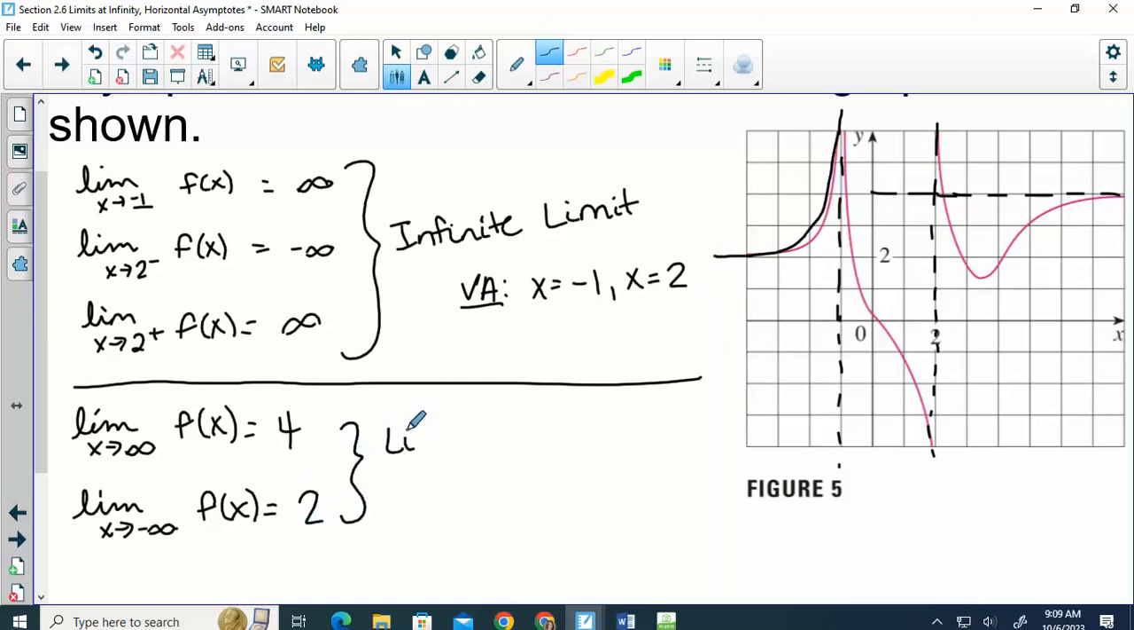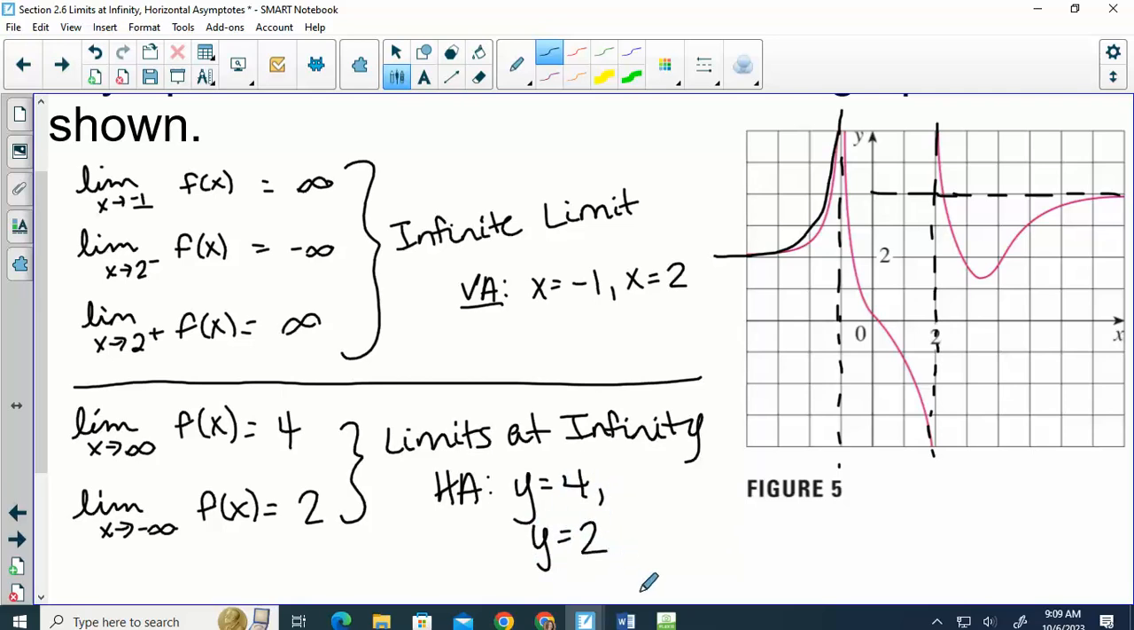These are called the limits at infinity. And they give me the horizontal asymptotes. So this graph actually had 2 different horizontal asymptotes. We had one at y equals 4, and we have one at y equals 2.